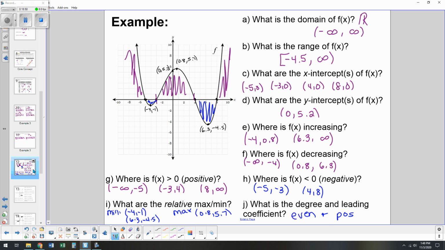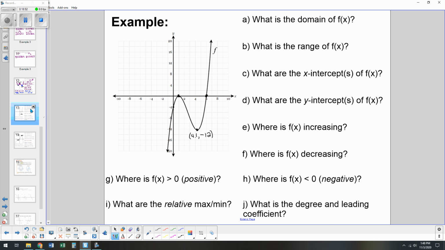All right, let's do another one together. So the domain, all real numbers again, so that's -infinity to infinity. The range, arrows pointing in both directions. We don't have any top or bottom, so this is also going to be all real numbers, or -infinity to infinity. The x-intercepts, I have one here at 1, 0, and another one here at 6, 0. What are the y-intercepts? I had one here at 0, -4.